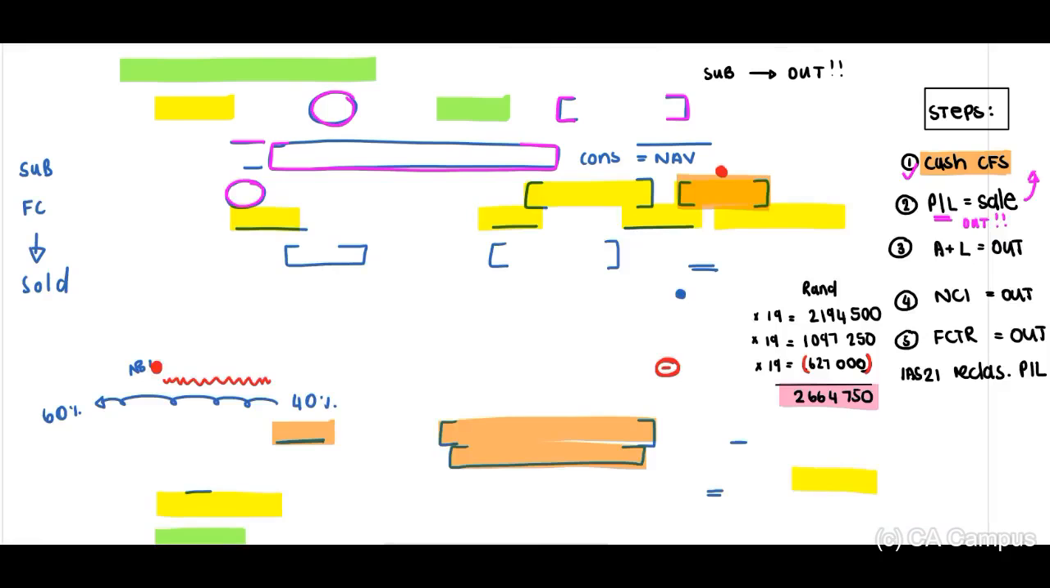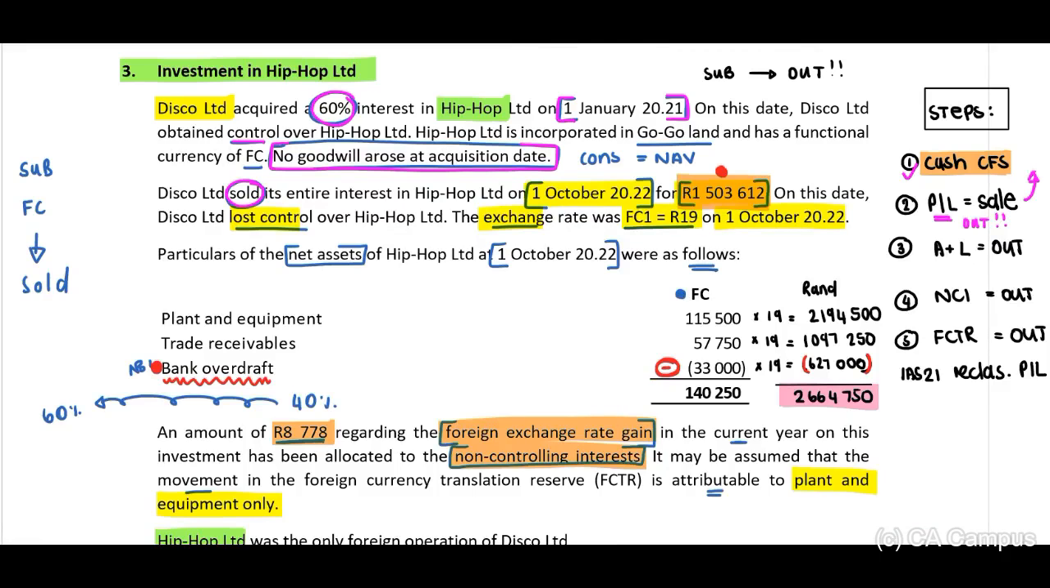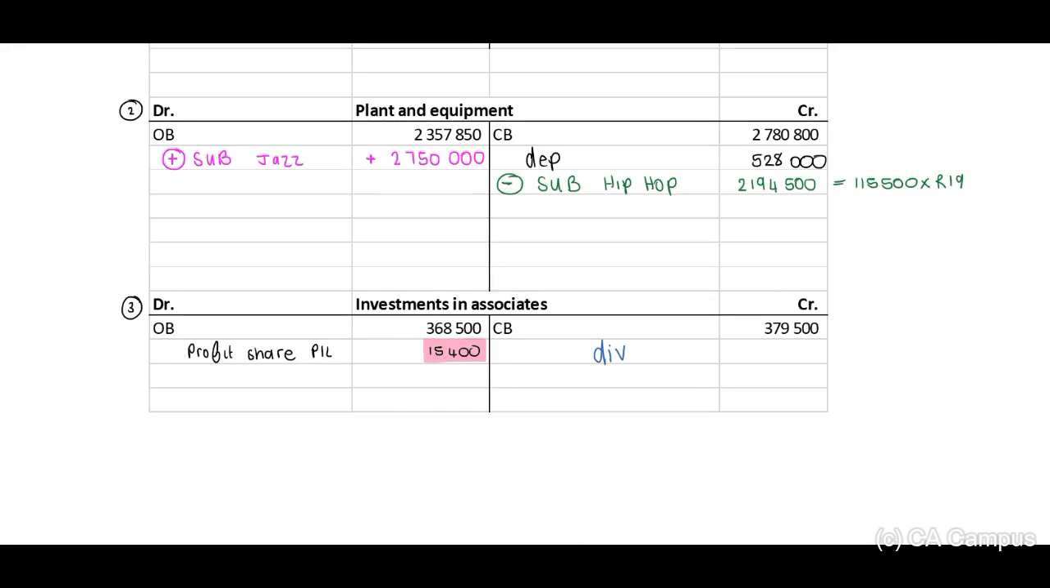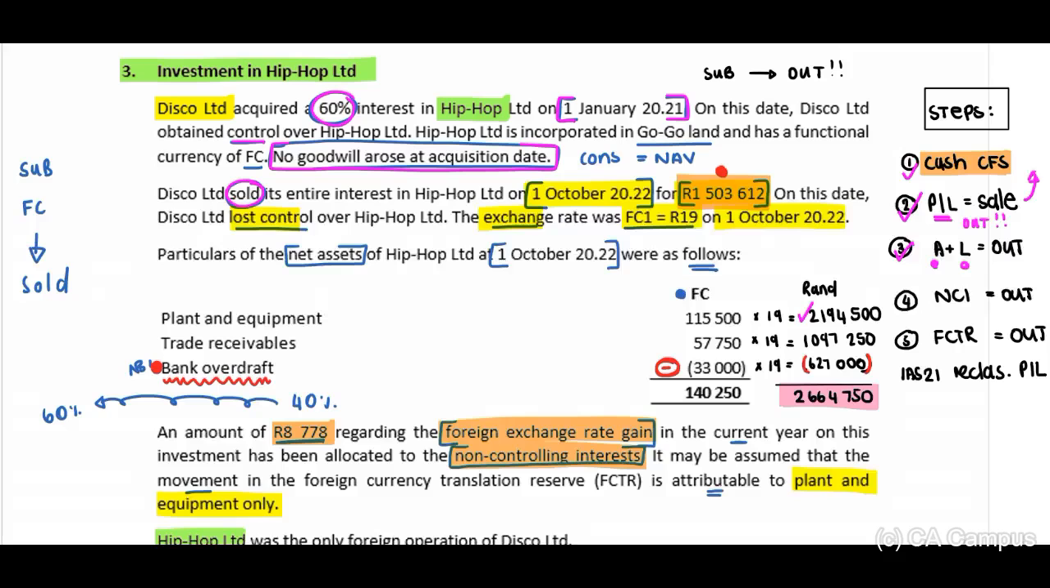Right. In terms of our steps, we've completed step number 2. Step number 3, we need to take out our assets and our liabilities. Therefore, when we refer to our plant and equipment, 2.1, if we need to take this out, our plant and equipment will decrease on the credit side. Therefore, minus our subsidiary, Hip Hop, 2.1. We're able to take it off.